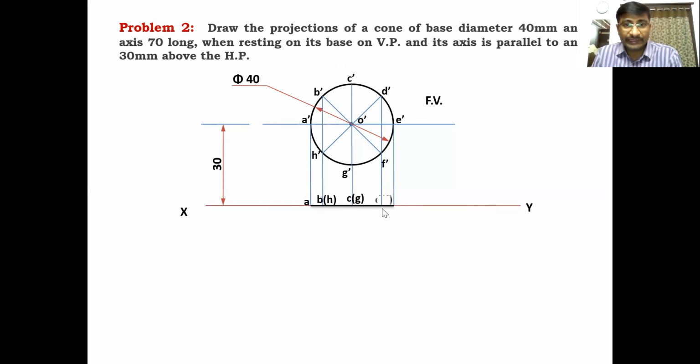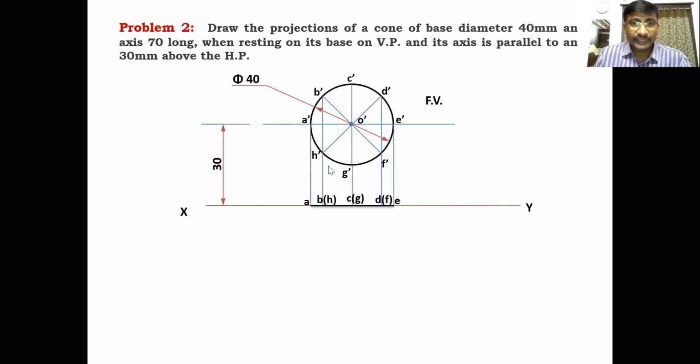This point is D of F. D is visible, F is invisible, that's why I'm locating D of F. And the last point is a visible point, E. Okay, these are the base points when looking from the top side, from this side.